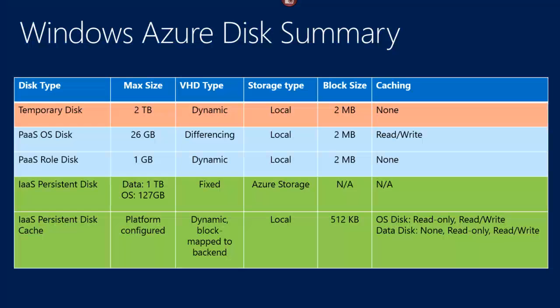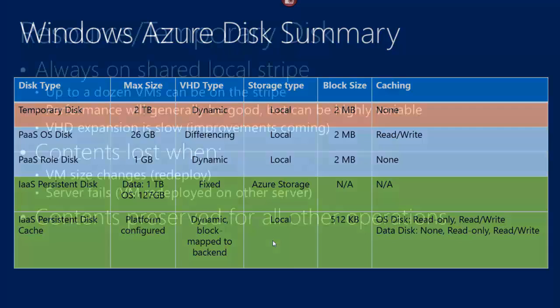Here's a summary table that you can take a look at in the slides for the different sizes of these things and the VHD types underneath and where their storage is backed. You can see that only the persistent IaaS non-cached disk is backed by storage. The IaaS persistent disk, which is a cached one, has a local cache, and that one's backed locally plus by Windows Azure Storage.